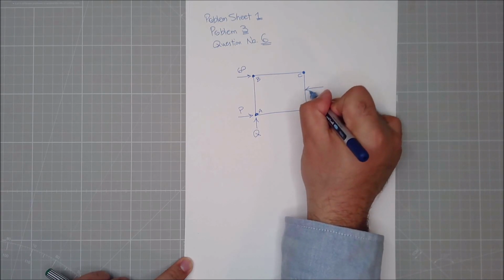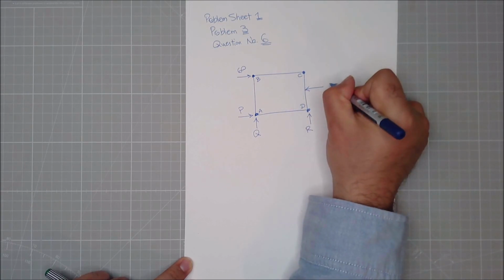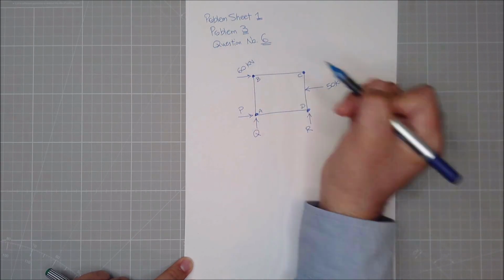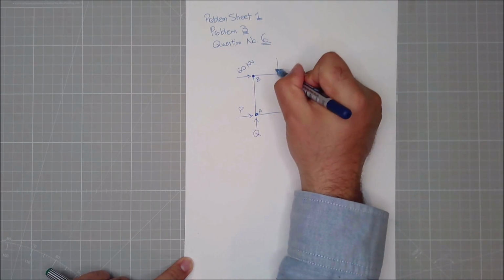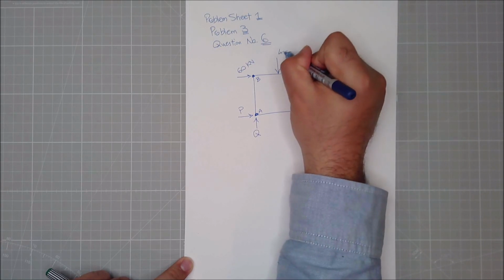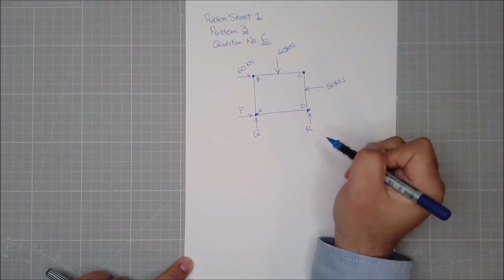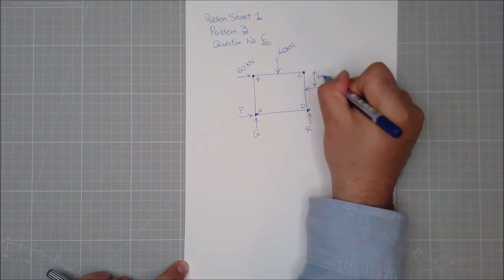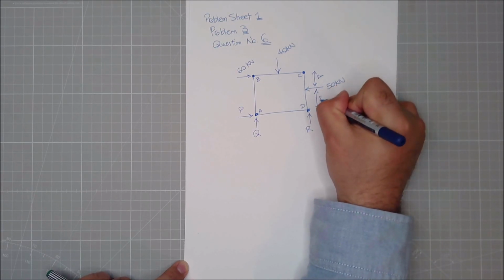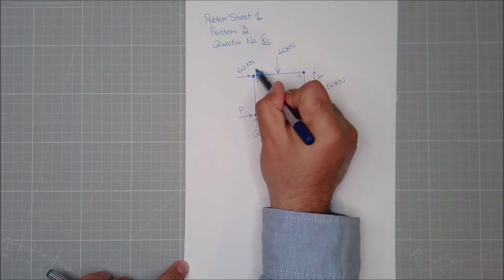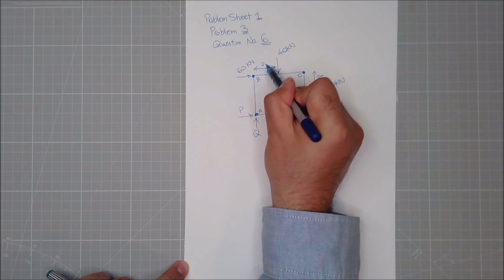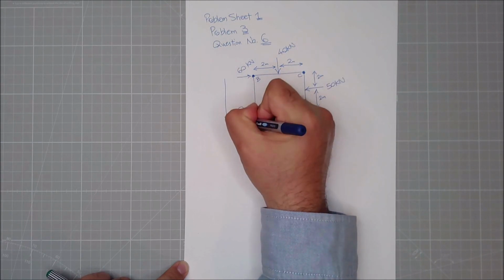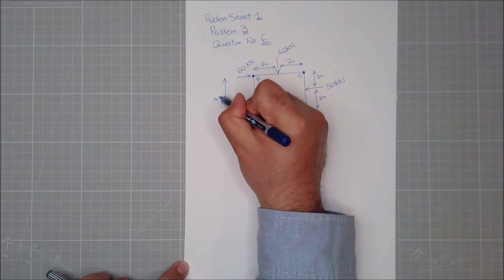There's a force applied to the middle of this member, which is 50 kilonewtons. So let me just put the units as well, why not? And then there is one force applied here as well, which is 40 kilonewtons. This is applied to the middle, so 2 meter, 2 meter. And this one is applied to the middle as well, 2 meter, 2 meter. This distance from here to here is 4 meter.